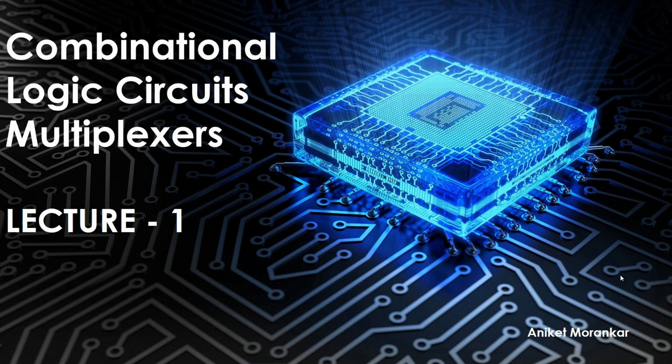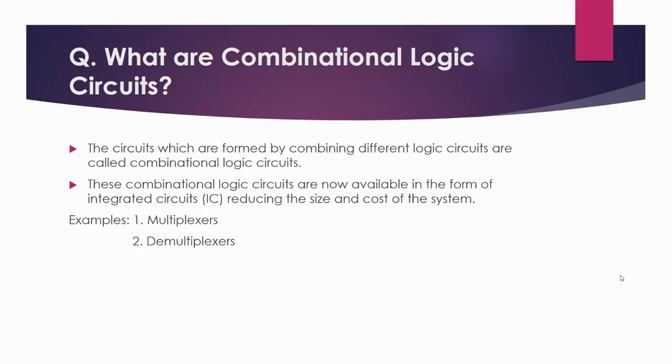Multiplexers come under the combinational logic circuit. So let's move and understand what is a combinational logic circuit. A combinational logic circuit is formed by combining different logical circuits. When different logical circuits are combined and form one circuit, it's known as a combinational logic circuit.